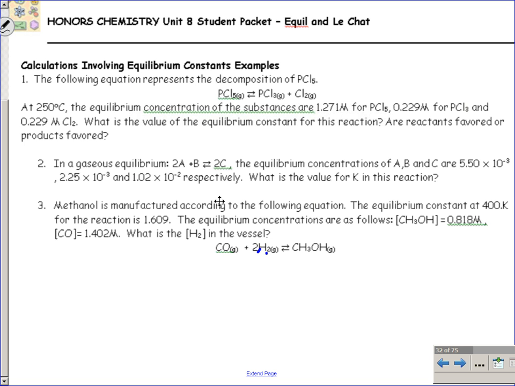Let's start with that. Step 1. Every single time you have an equilibrium reaction, always write the expression for that given reaction. Always. Then start plugging in things. Don't try to just start plugging things in because you'll get lost. Write your expression first.